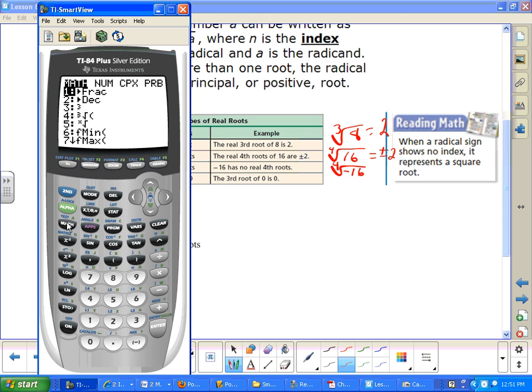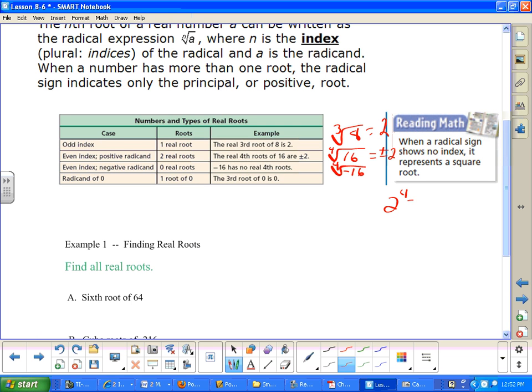I'm actually going to show you another way to do that before we're done today. But for the 4th root, you'd have to put in 4 first of all, then go to the math key and choose number 5, and then put your number in there. So the 4th root of 16 is 2, but it could also be negative 2, because 2 to the 4th power equals 16 and negative 2 to the 4th power equals 16. So it could be either of those two.